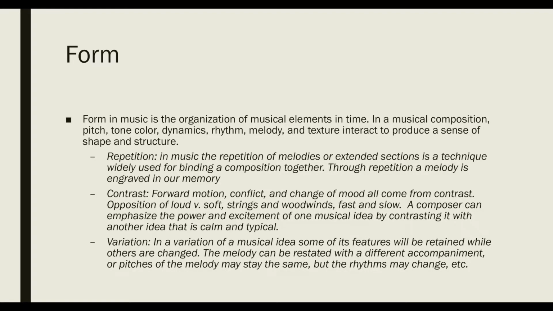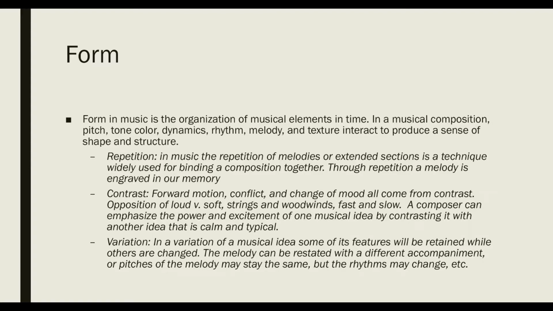Form is the next element we'll look at. Form in music is the organization of musical elements in time. In a musical composition, pitch, tone color, dynamics, rhythm, melody, and texture interact to produce a sense of shape and structure. When it comes to musical form, you can have music that repeats. In music, the repetition of melodies and sections is a technique widely used for binding a composition together. Through repetition, a melody is engraved in our memory.